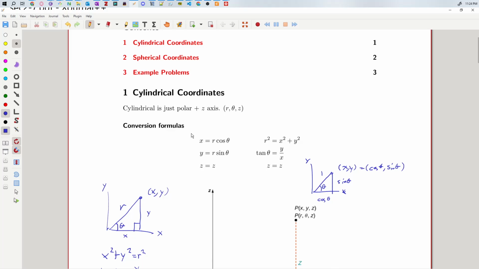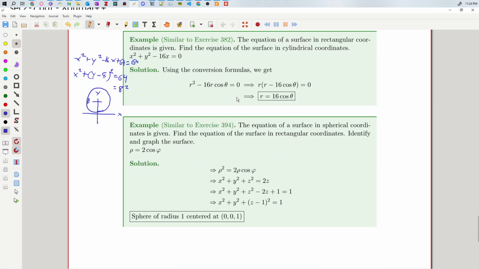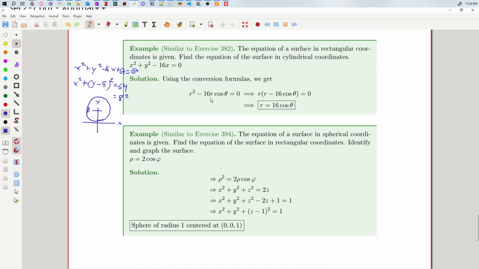So x is equal to r cosine theta. So I've ended up using formulas from both sides, right? So minus 16 r cosine theta is equal to 0. So we end up with this formula. But then I decided to clean it up a little bit because I am actually able to do so in this case. So notice that you can factor an r out, which gives you this. And then this statement is saying that either r is equal to 0 or r minus 16 cosine theta is equal to 0, right? Because one of these factors must equal 0 for this equation to hold.